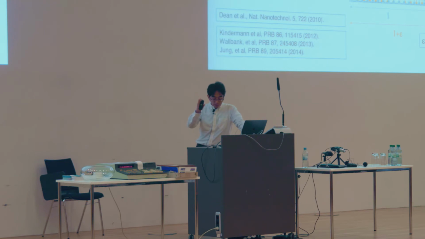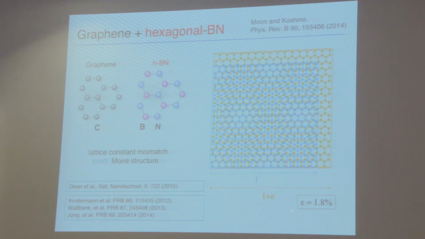Now I'm going to show the collaboration with experimentalists. But the first one was done not in a graphene system, but in a graphene boron nitride system. So let me show you this new system. Boron nitride is composed of a boron atom and a nitrogen atom, and it has a honeycomb lattice. But the lattice constant is about 1.8% larger than graphene. Then we get moire.